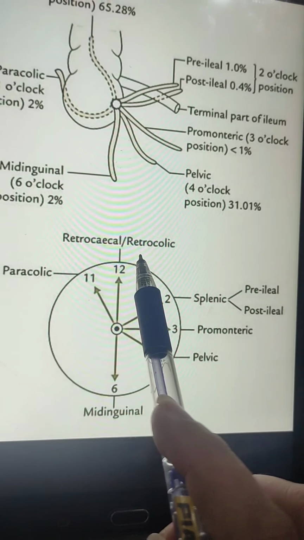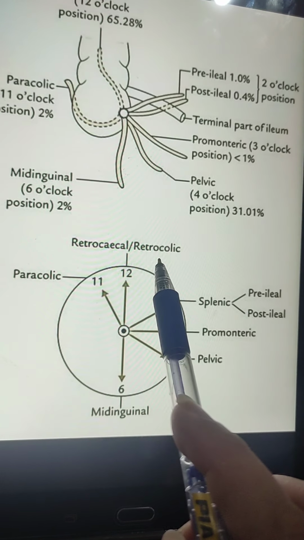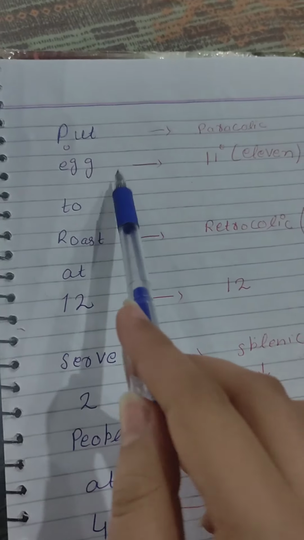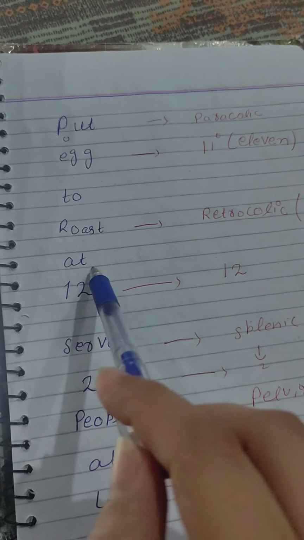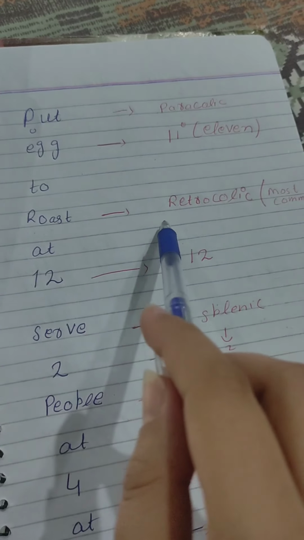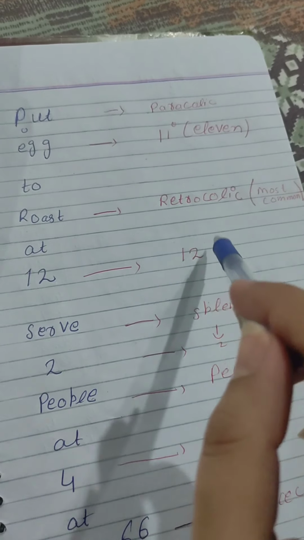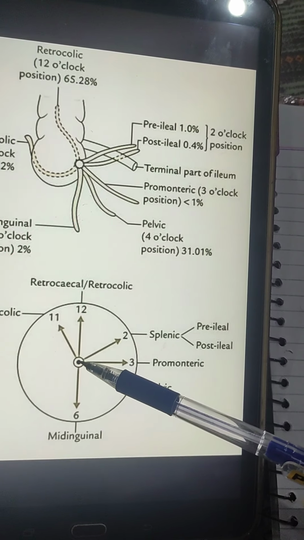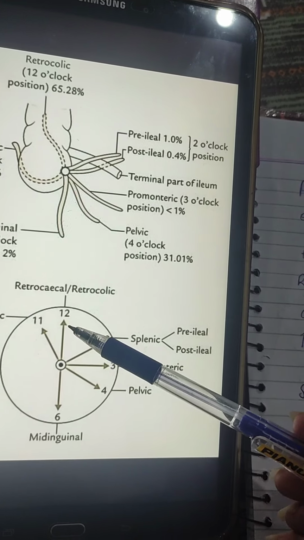This is the most common. Almost 65% of people present with this position, which I told you is lying behind the cecum. So it is the most common position. So we have made a mnemonic: put egg, paracolic is 11, then to roast at 12. So R is going to be retrocolic, which is most common. Retrocolic at 12. So retrocolic has got the 12 o'clock position. You can see here it is straight away behind the cecum, so it is the retrocolic position.